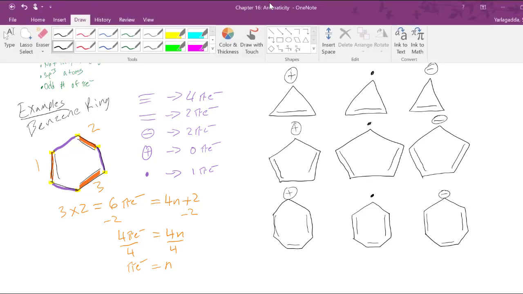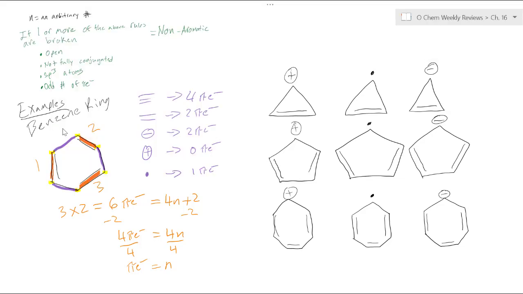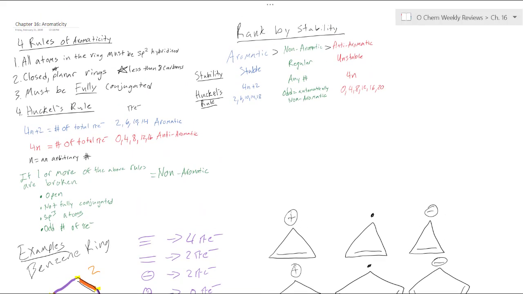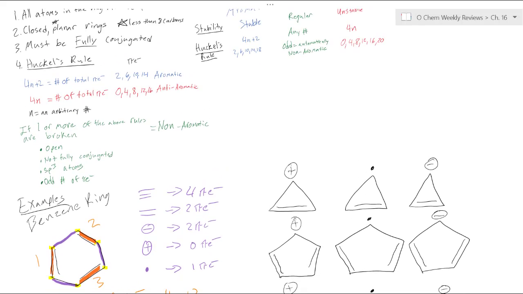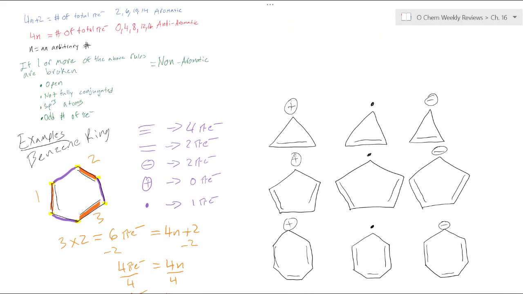Okay, so I will count my pi electrons in orange, but the reason why I'm starting with this step is eventually you should be able to quickly do rules 1, 2, 3 in your head. So if you look at all of them, they are closed planar rings because they are all connected. There's no gaps, and they are all under 8 carbons.